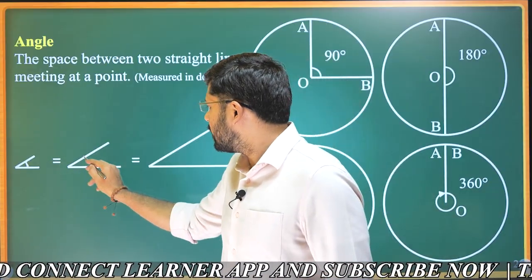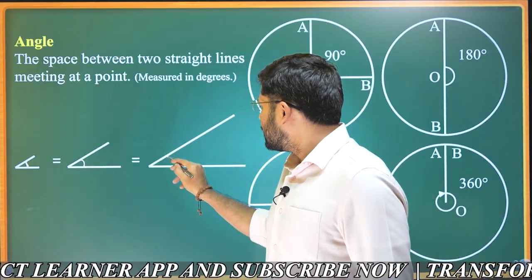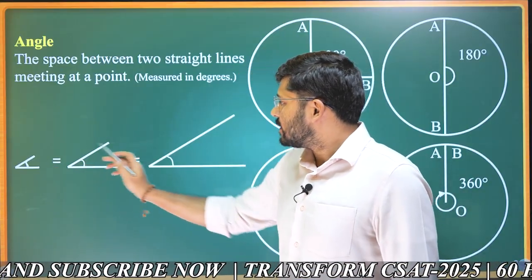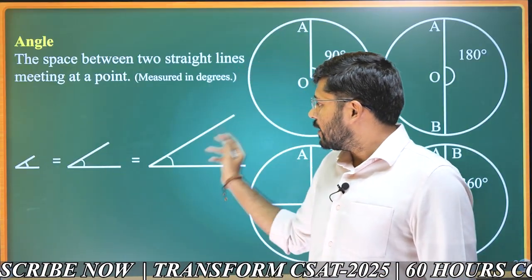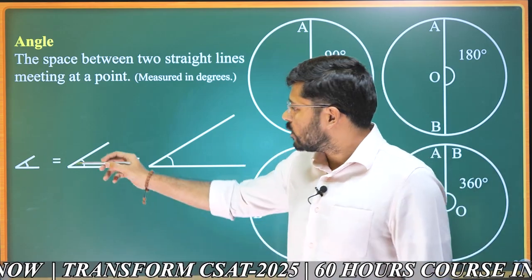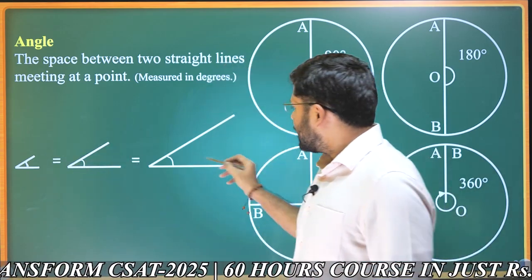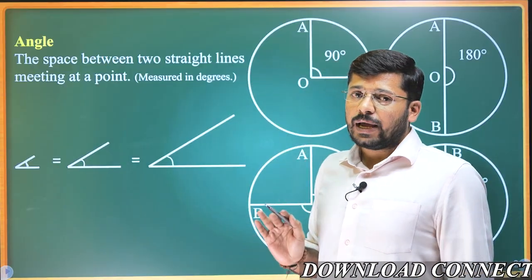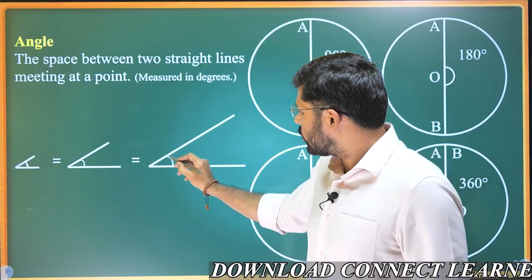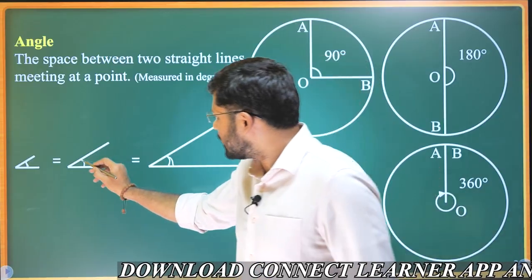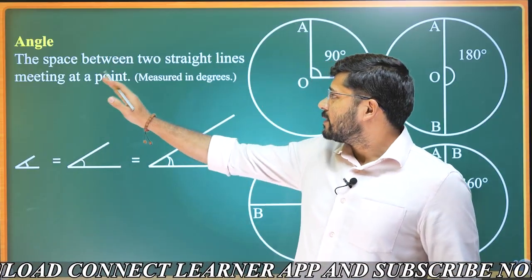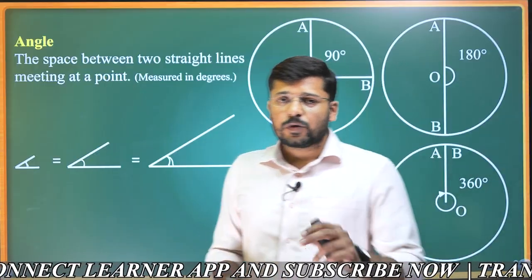For example, this is an angle, this is an angle, and this is an angle. Even though in all the 3 pictures the length of the straight lines are different, and even though the area between them happens to be different, the angle is same. That is the concept of angle. If you can understand the concept of space, that is the angle. So angle is the space between 2 straight lines meeting at a point.